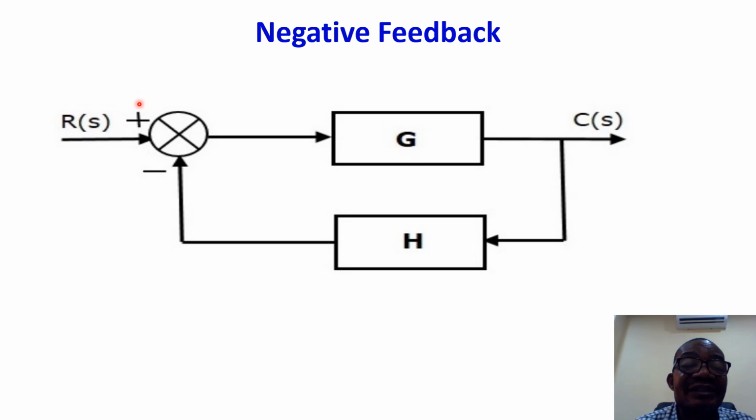So you can note the change in sign in negative feedback. At the top we have the positive sign, the plus sign. Bottom you have the negative sign. While in positive feedback, both of them are plus plus. But in negative feedback, it is plus minus.